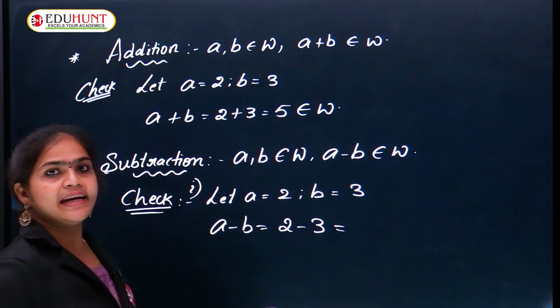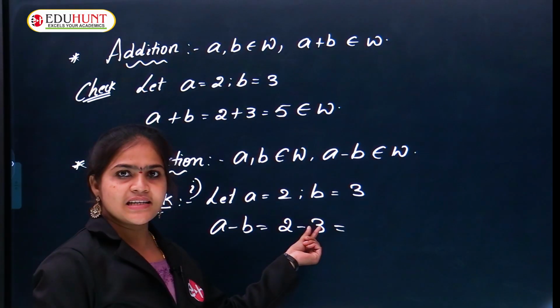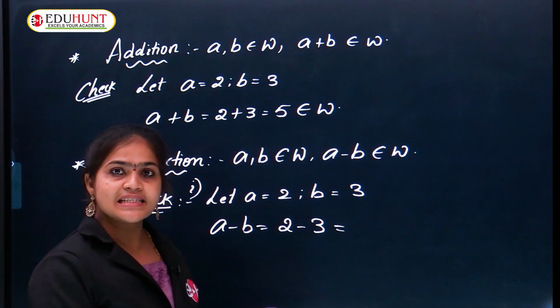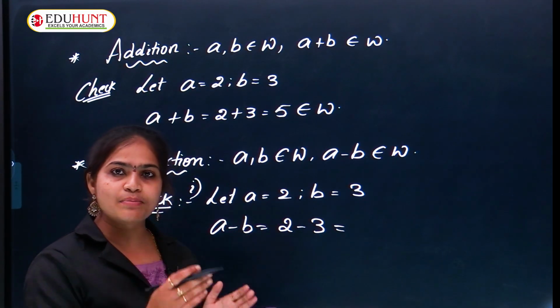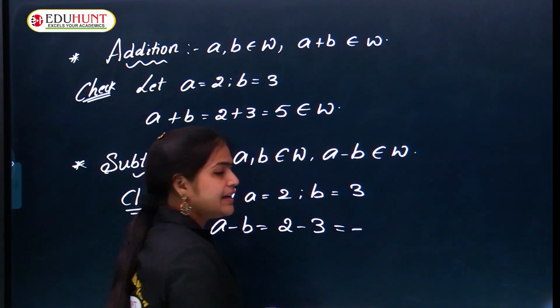Children, this is related to integers. One is positive and one is negative. Here there is a minus sign, no? Whenever we subtract a bigger number from a smaller number, we always keep the negative symbol.